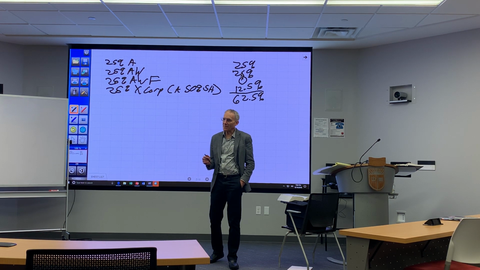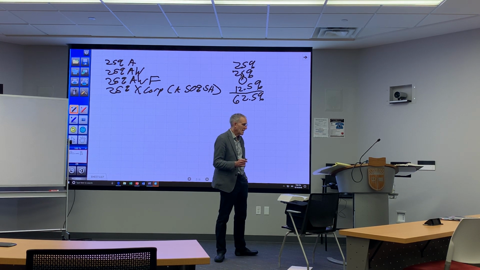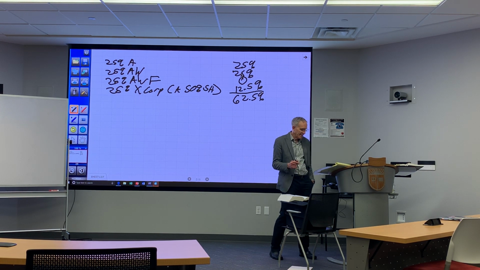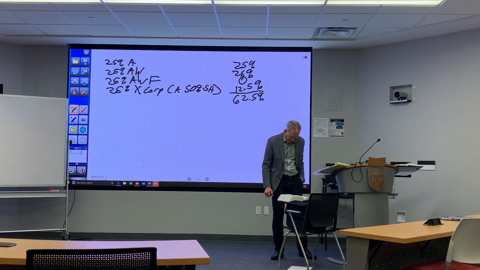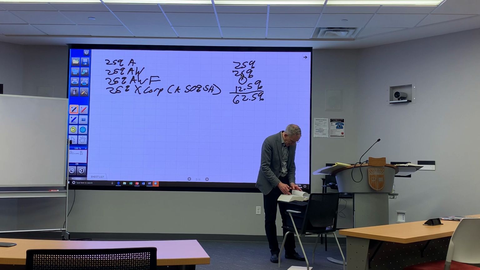And what happens here is that the partners still must reduce their outside basis. I'll repeat, the partners must reduce their outside basis under 705(a)(2)(A).